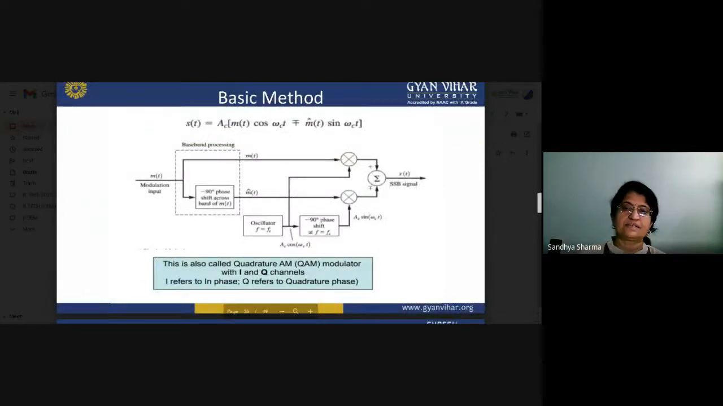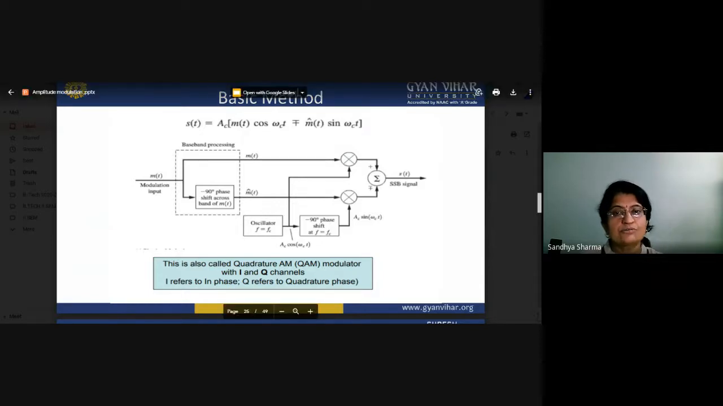Now there is also a basic generation method. If you want to generate your SSB signal, this is the basic equation of the SSB signal: m(t) cos omega ct, m-hat(t) sin omega ct. There is basically a carrier signal.